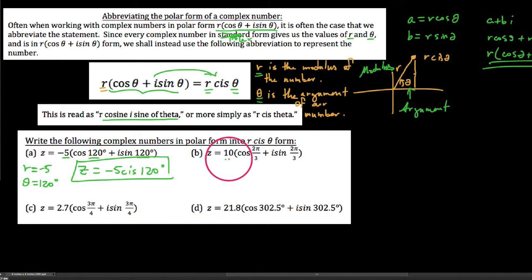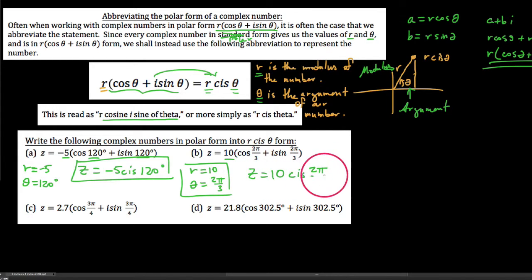When we look at letter Z, just as easily we can see that r is 10, and our direction, or argument, is 2 pi thirds. So we have our modulus and our argument, and with these two we can say our complex number in abbreviated form would be 10 units in a 2 pi thirds direction. So we would say this is 10 cis 2 pi thirds, and it represents the same thing.